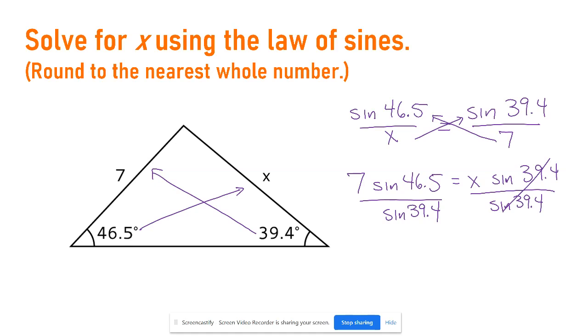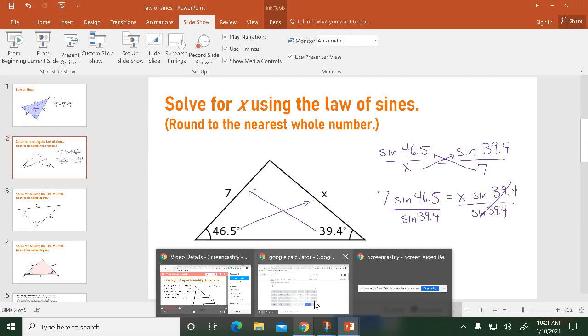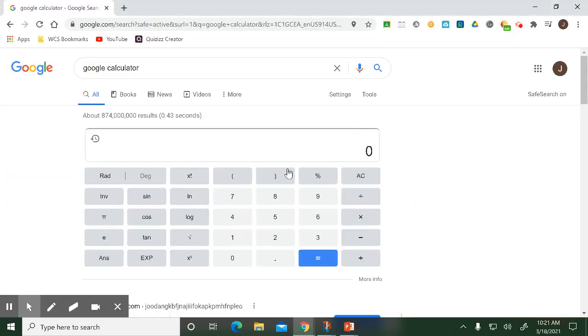But now obviously I've got something that's a lot more complicated, and I need a decent calculator to work this out. I'm going to use the Google calculator because that's what I've got handy, and that's what everybody has available. You are free to use other scientific calculators for this. But what I had was 7 times sine of 46.5 divided by sine of 39.4.